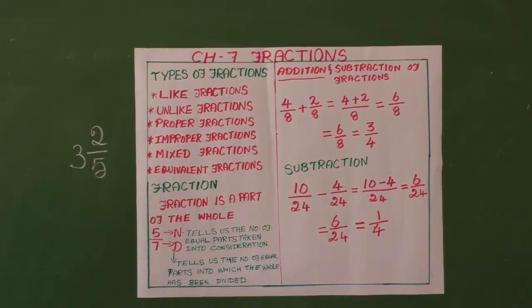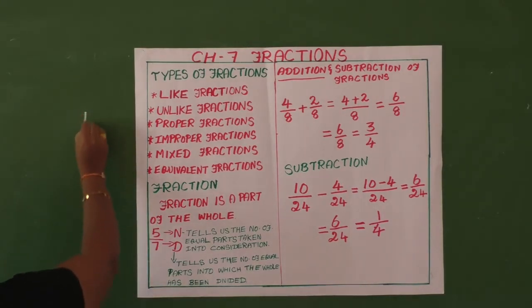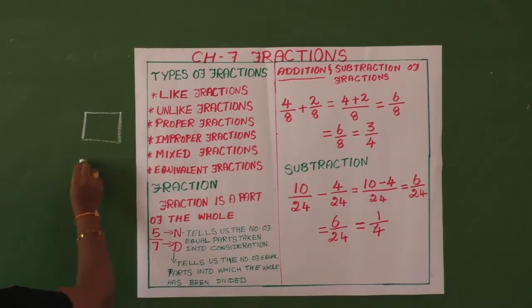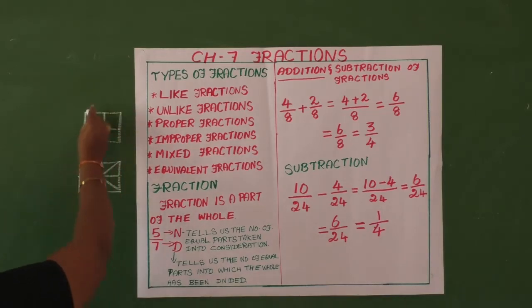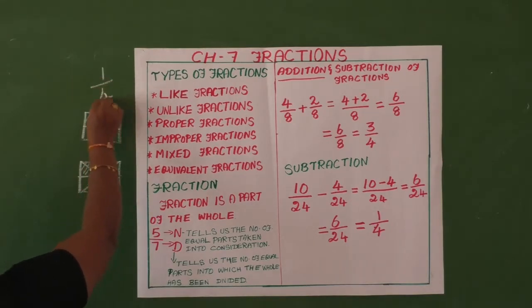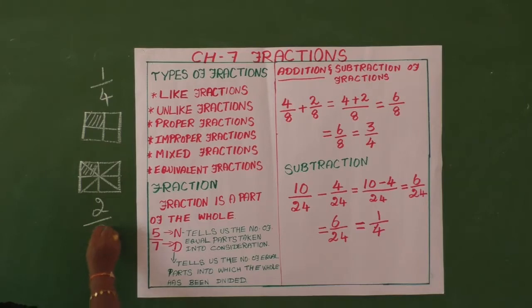Okay. Then equivalent fractions. What is meant by equivalent fractions? Equivalent fractions represent the same portion of the whole. See, for example, I draw two squares of the same size and divide one square into 8 equal parts. The other square I divided into 4 equal parts. See here, I shaded one part. Here I am shading 2 parts. See, it's 1 by 4. This one is 2 by 8.